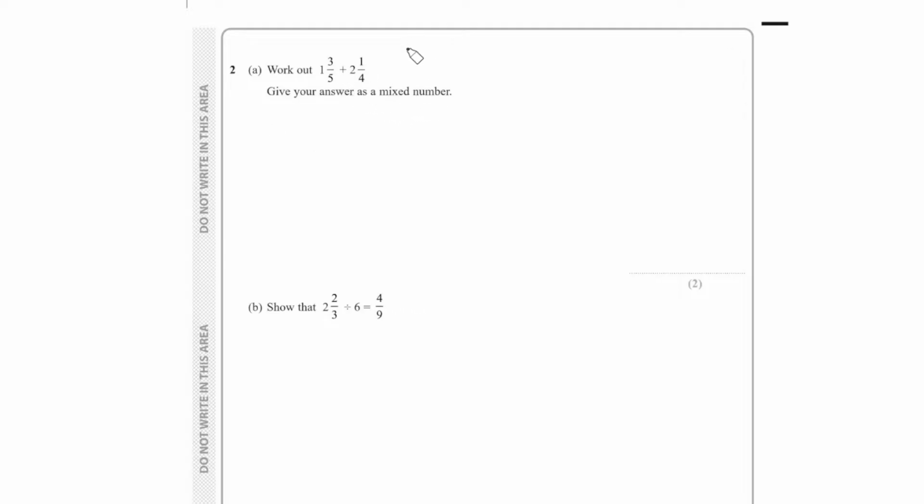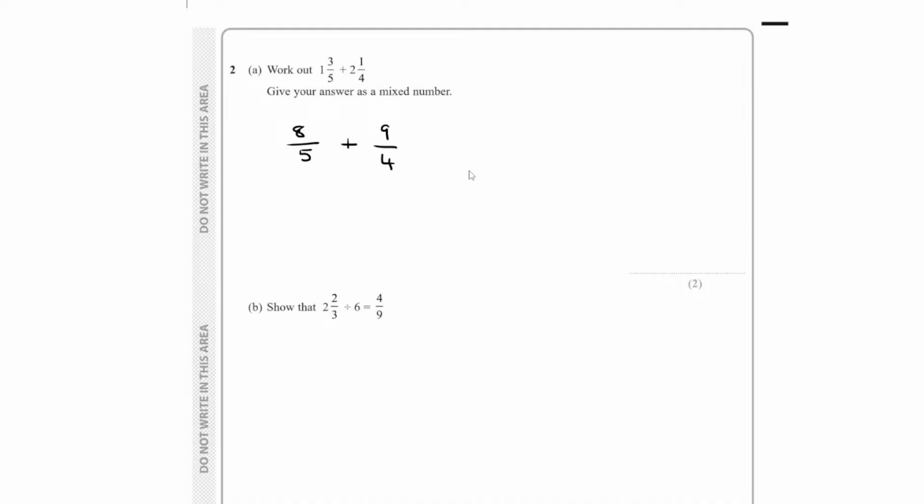So to convert from mixed numbers into improper fractions, or top-heavy fractions, we want to take the whole number and multiply by the denominator. So that first one will be 1 times 5, which is obviously just 5. And then the numerator is kind of like a remainder, so add that. So that would be 8 over 5. And then the other one we'd also do 2 times 4 is 8, plus 1 is 9, so 9 quarters.